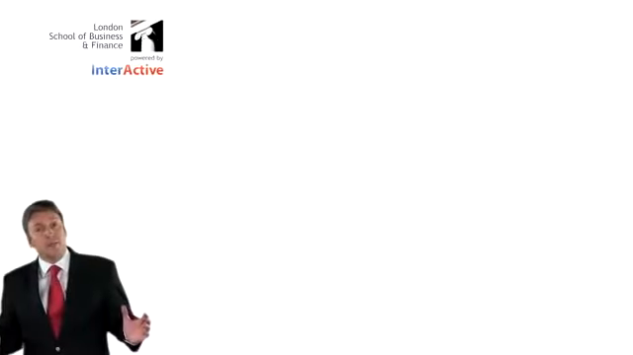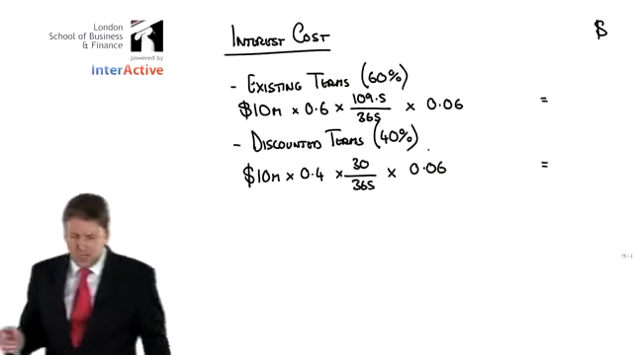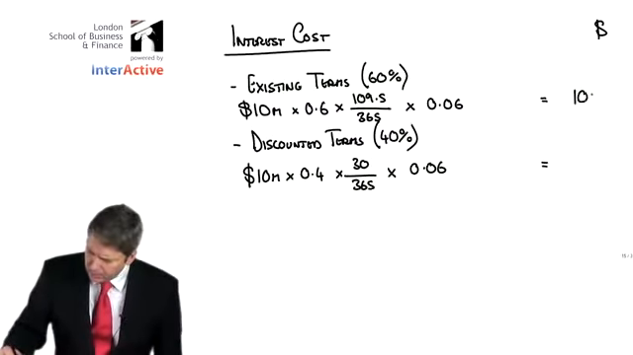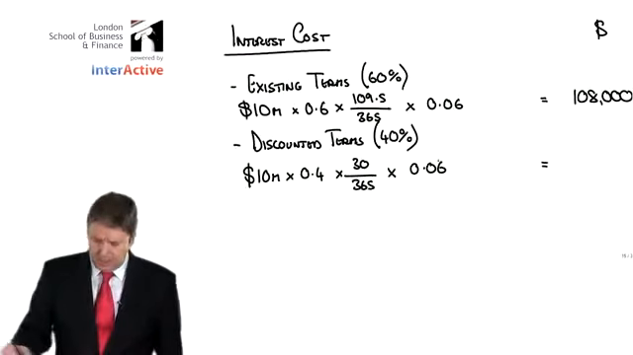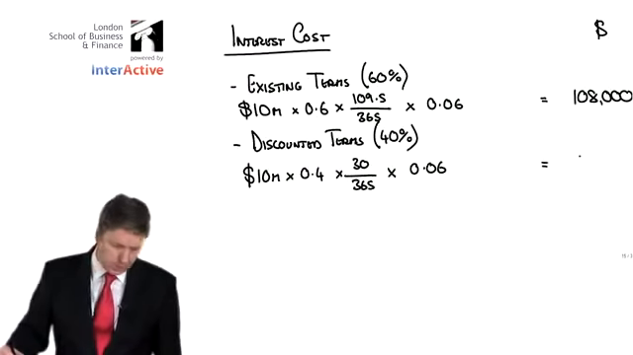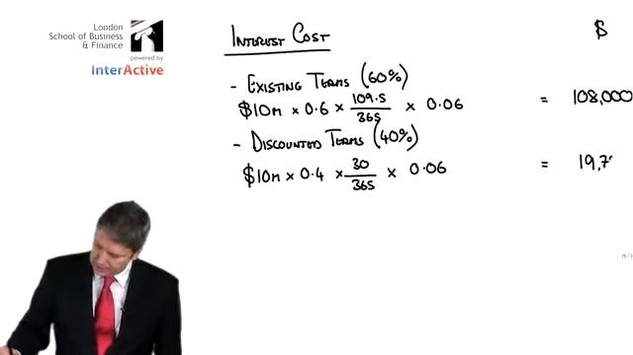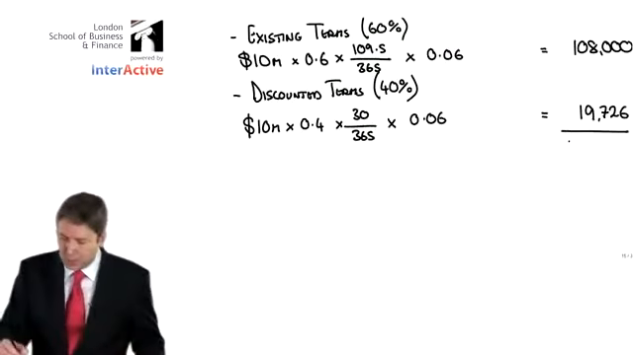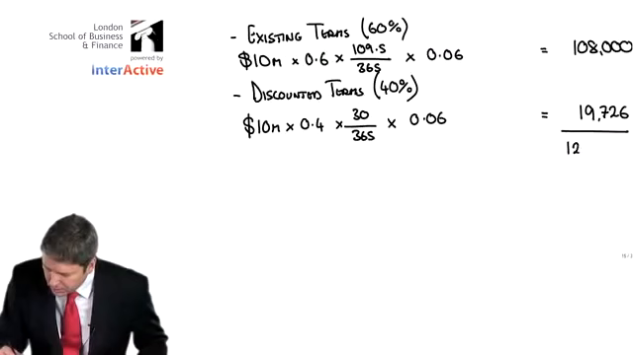Well, okay. Now we've tidied up things. What do we come to? Well, the existing terms here, multiplied through, I believe comes to 108,000. If we multiply through the discounted terms, we get 19,726. So if we were just to focus on the interest cost, we see that the interest cost is 127,726.